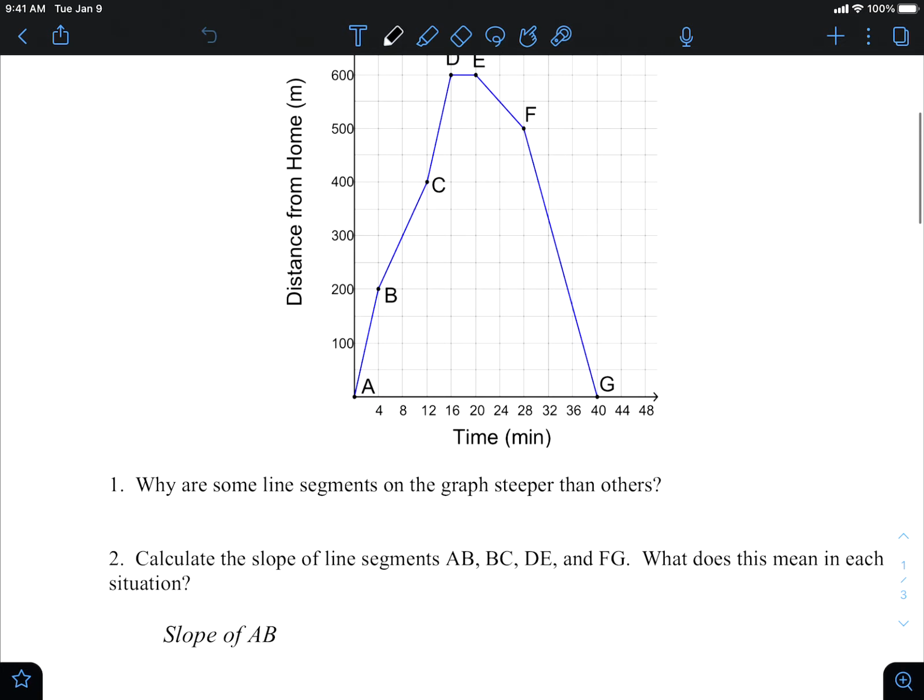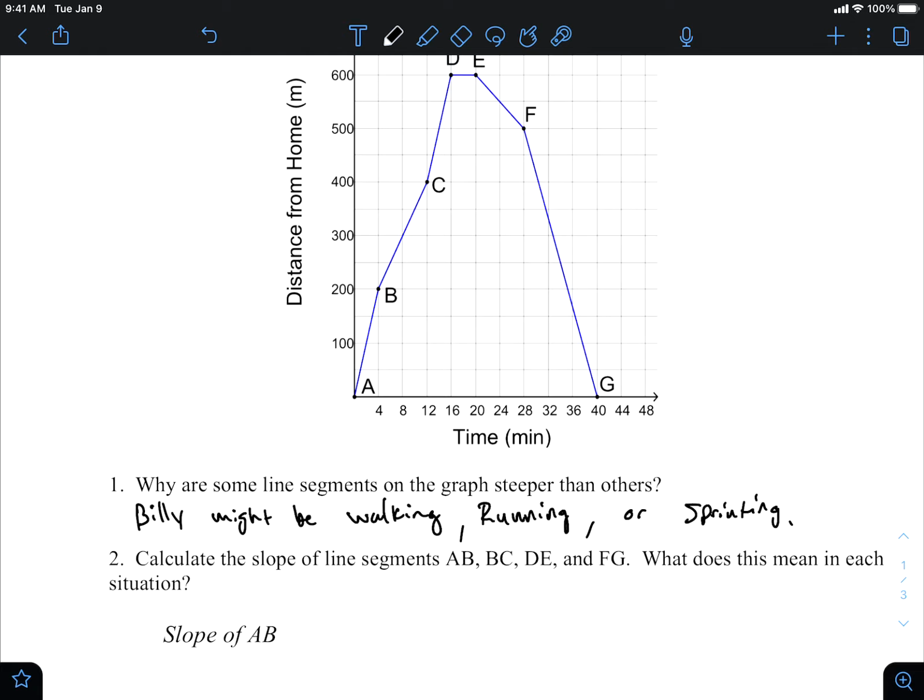So Billy: walking, running, or sprinting. Questions, comments, concerns?